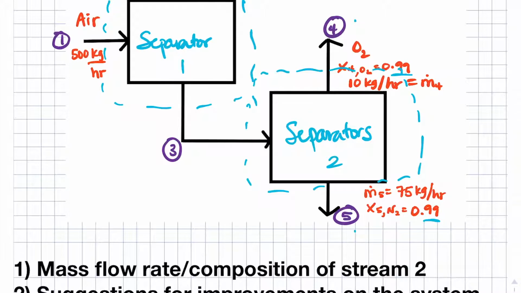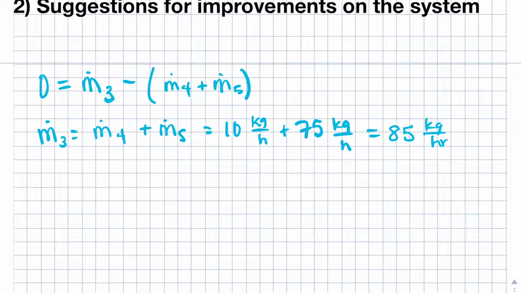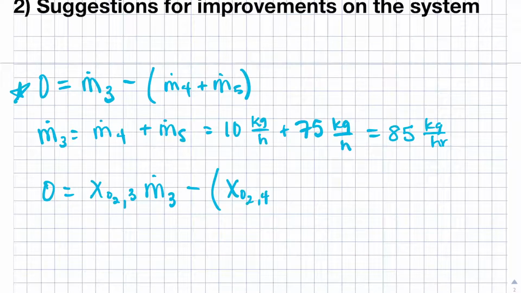So we don't know how much oxygen, what the concentration and composition is here, but we can figure it out using a mass balance on oxygen in streams 4 and 5. So it's going to look really similar to what we did right here, just with the species. So we know that we're going to have the mass fraction of oxygen in stream 3 times the mass flow rate of 3, minus the quantity, the mass fraction of oxygen in stream 4 times the mass flow rate of stream 4, plus the mass fraction of oxygen in stream 5 times the mass flow rate of stream 5.